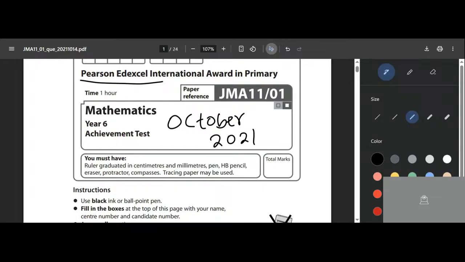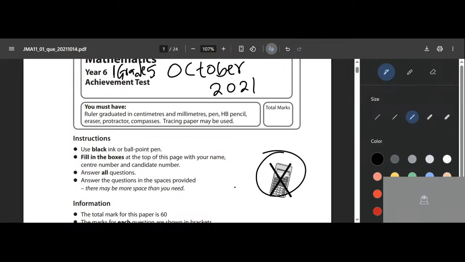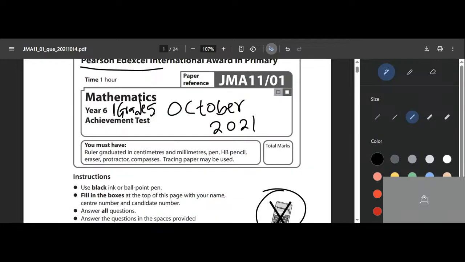So for the people who are following Cambridge, we can call this as grade 5. So if you're a grade 5, grade 4, you can really benefit on this paper. It is also a non-calculator paper, so you're not supposed to be using any calculator. This paper should always go for 1 hour, around 1 hour 10 minutes.